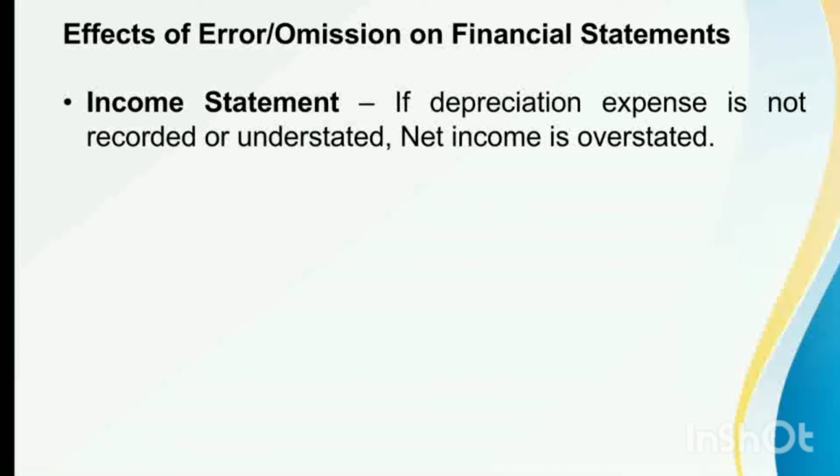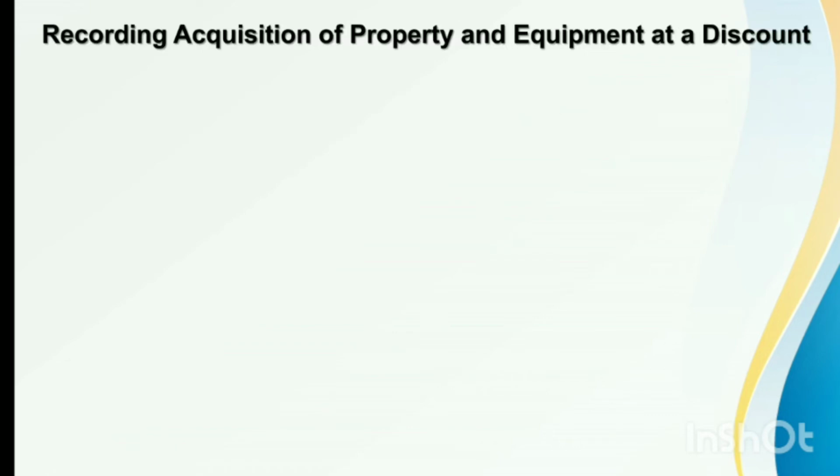Effects of error or omission on financial statements. For the income statement, if depreciation expense is not recorded or understated, net income is overstated. So kung walang adjusting entry, walang depreciation expense in the first place. So kung walang depreciation expense, so understated yung magiging expenses. And if expenses is understated, so overstated yung magiging net income or profit. And once overstated yung net income or profit, the owner's equity is also overstated.